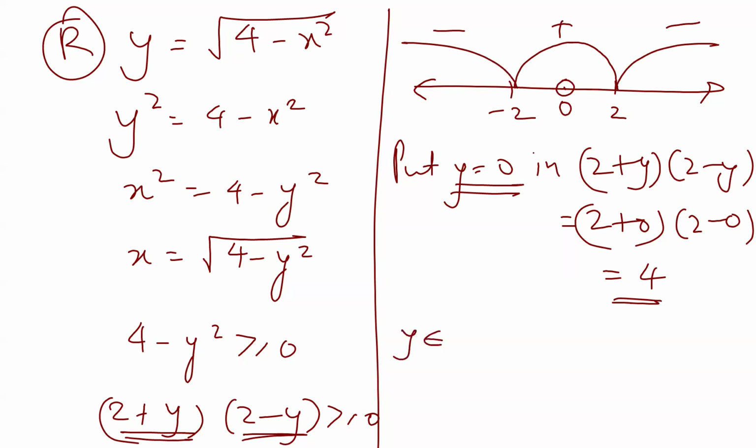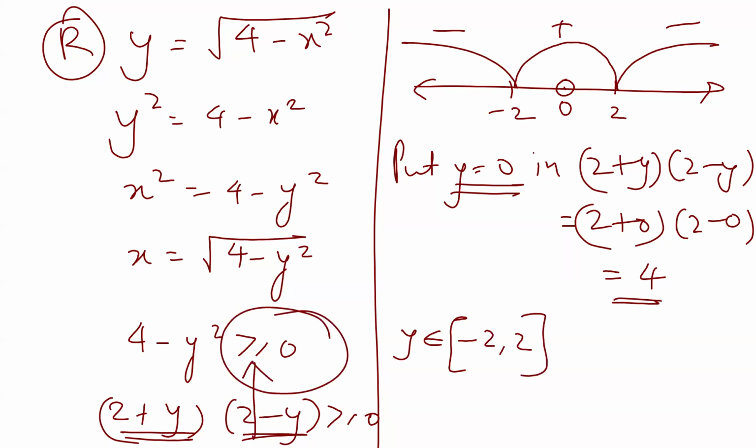Now y belongs to minus 2 comma 2, fine, with a box bracket, since there is an equal to sign over here. Greater than 0 is nothing but positive, so we took a positive region. And equal to is also there, so we included the values of minus 2 and 2, not a round bracket, we have put a box bracket. Fine, now this problem has some more complexity.